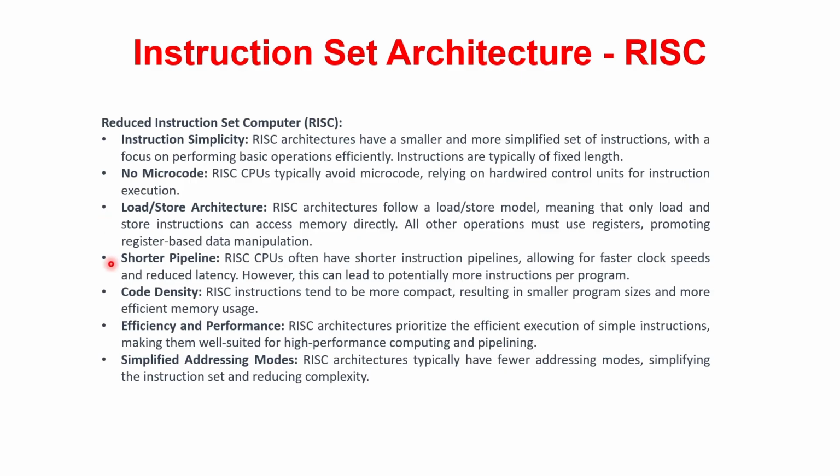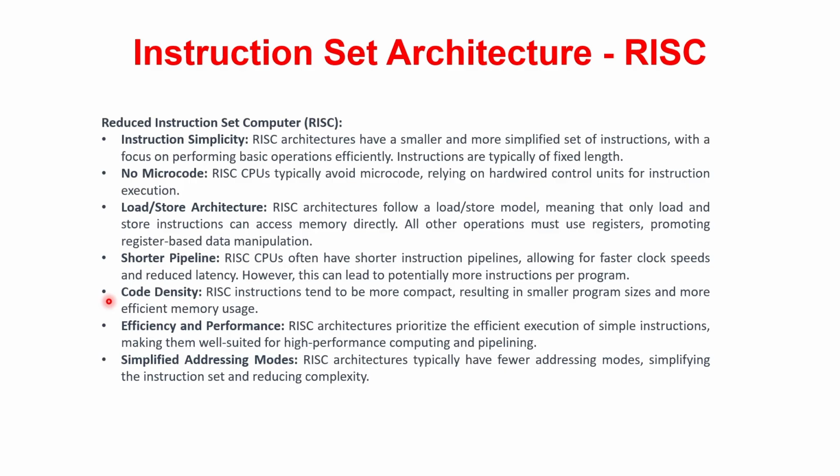The fourth is shorter pipeline. RISC CPUs often have shorter instruction pipelines, allowing for faster clock speed and reduced latency. However, this can lead to potentially more instructions per program since complex operations must be broken down into multiple simple instructions.